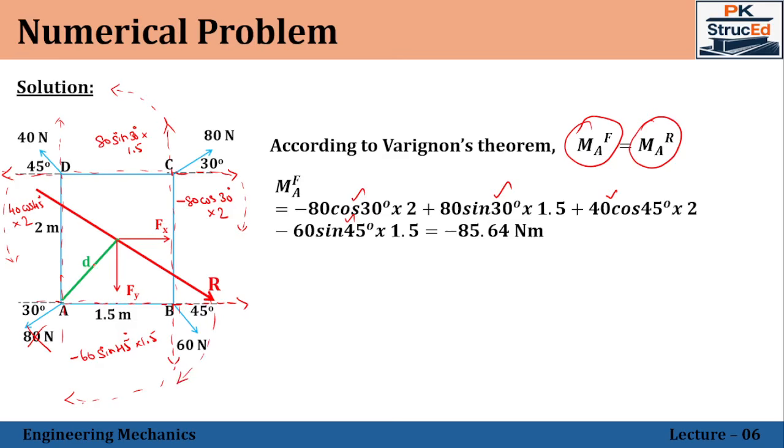So minus R into d. Since R has been already calculated, this can be found out by using this one. So minus 20 into d. So equating this one with this one, we'll be getting the distance. So d is equal to 4.28 meter. So I can write it here: minus 85.64 will be equal to minus 20 into d. So equating these two, we'll be getting the value of d.